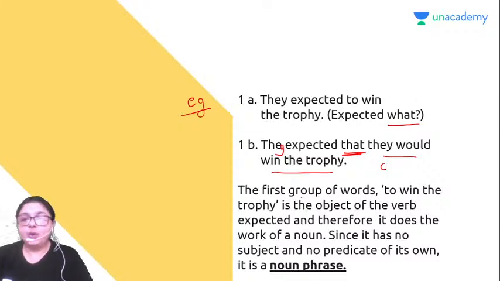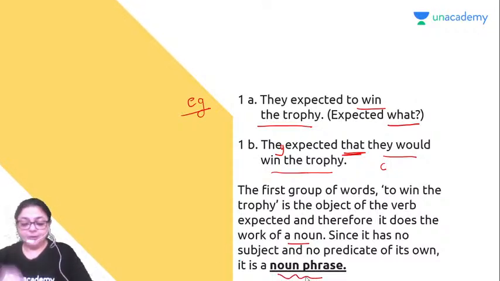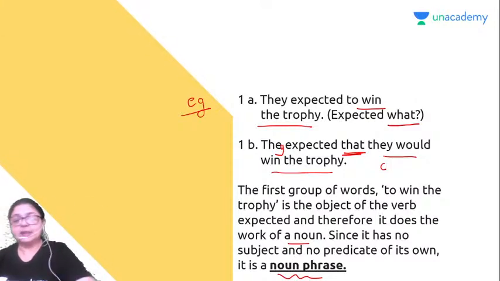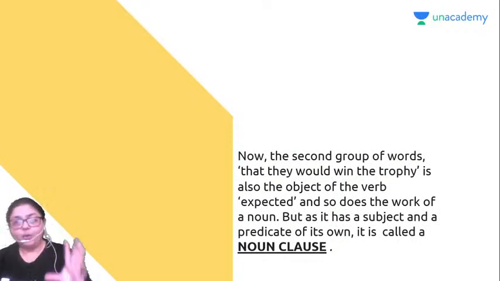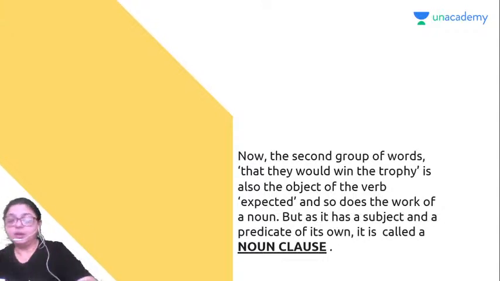Okay, the first group of words. What is the first group of words? To win the trophy. Now, this is the object of the verb expected. What is expected? To win the trophy, and therefore it doesn't do the work of a noun, since it has no subject and no predicate of its own. It is called a noun phrase. So now you have to understand the difference between a noun phrase and a noun clause. Now we are going to move on to what is a noun clause. Okay. Now the second group of words: that they would win the trophy.